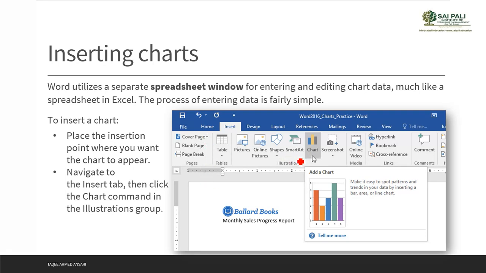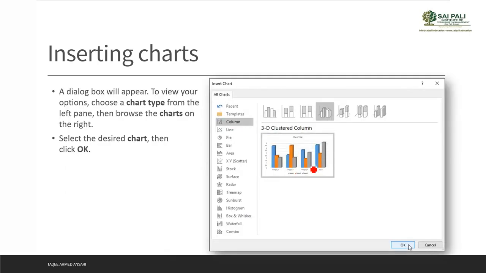Suppose I want to add a chart in my document. First I will place my insertion point where I want to add the chart. Then I will go to the Insert tab, and in the Illustrations group I will select this Chart command. When I select it, it opens this dialog box for different types of charts.